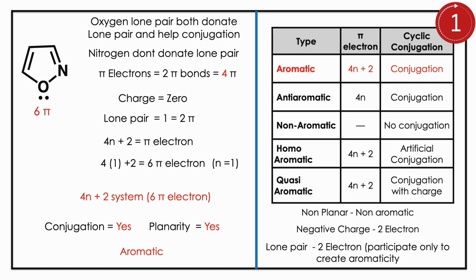So it is a 4n plus 2 system with 6 pi electrons. N equals 1. It has conjugation because the lone pair can help the conjugation. The compound is planar. So 4n plus 2 system, conjugated, and planar means the given compound is aromatic.